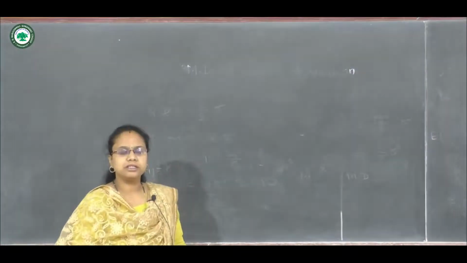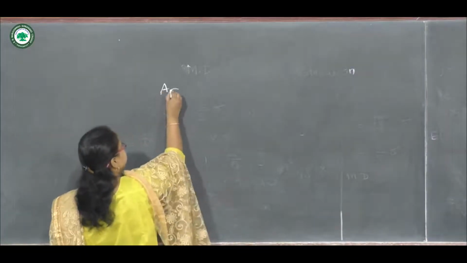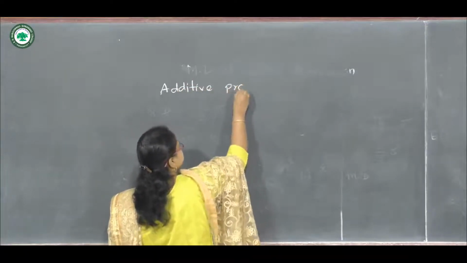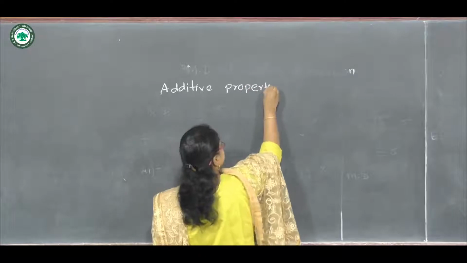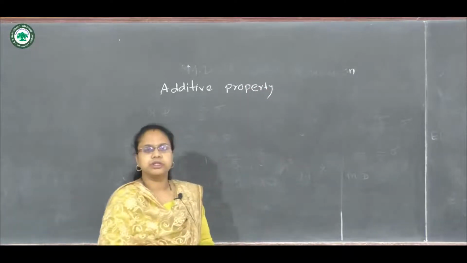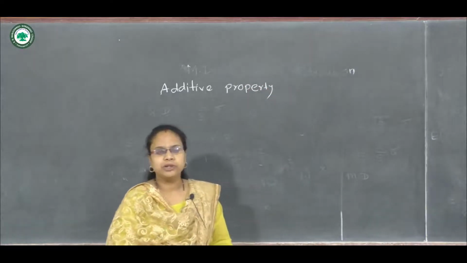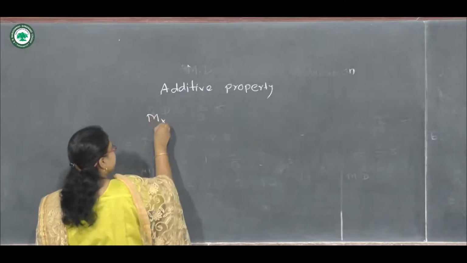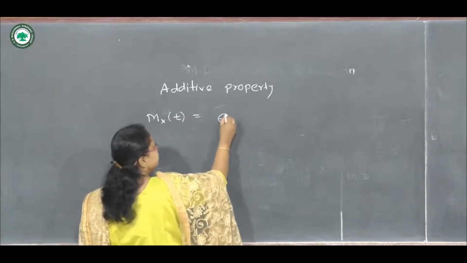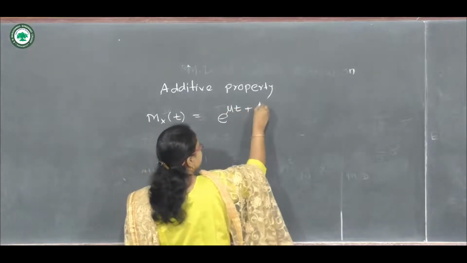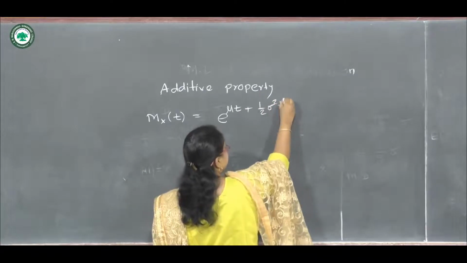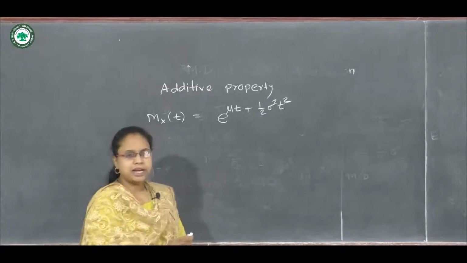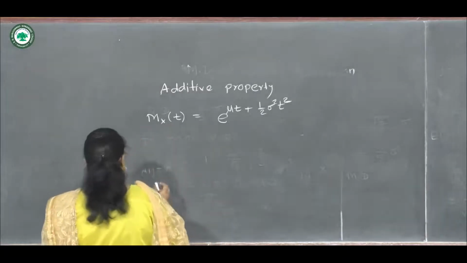Now we will see the next point, which is additive property of normal distribution. So we have already calculated the MGF of normal distribution, which was M_X(t) equals e raised to mu t plus half sigma square t square. So we will use this MGF while writing the additive property. So let's write down the result.